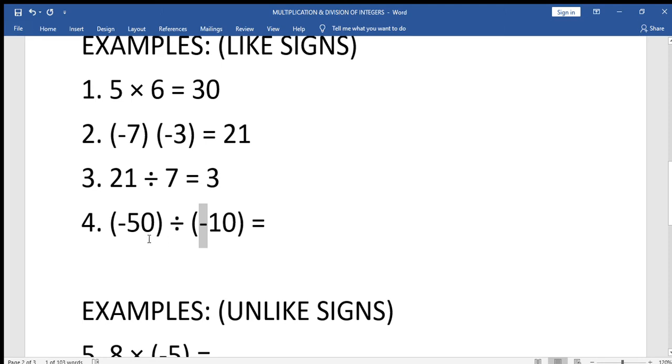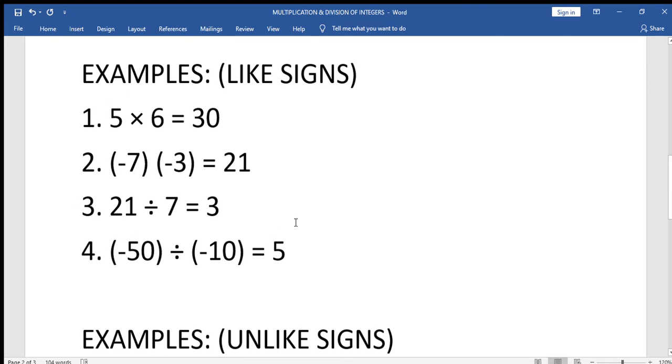They are both negative. Kaya kapag dinivide ko ito, negative 50 divided by negative 10, the answer is definitely equal to 5 or positive 5. All of these examples follow the principle. If we have the same signs in division and multiplication, if two integers are being divided and multiplied with the same signs, the quotient or the product signs must always be positive.